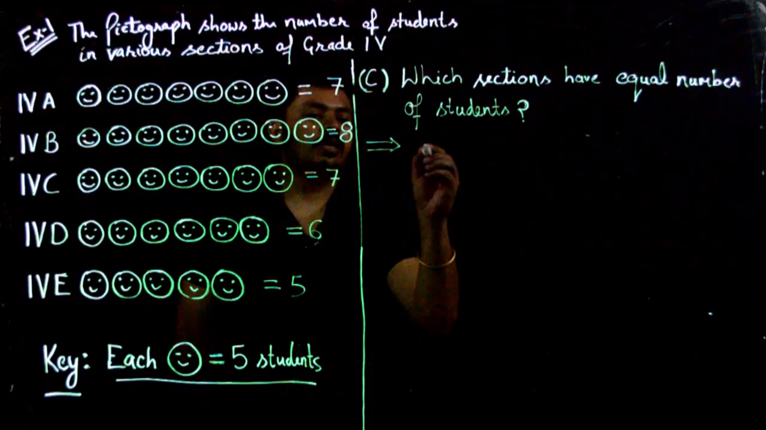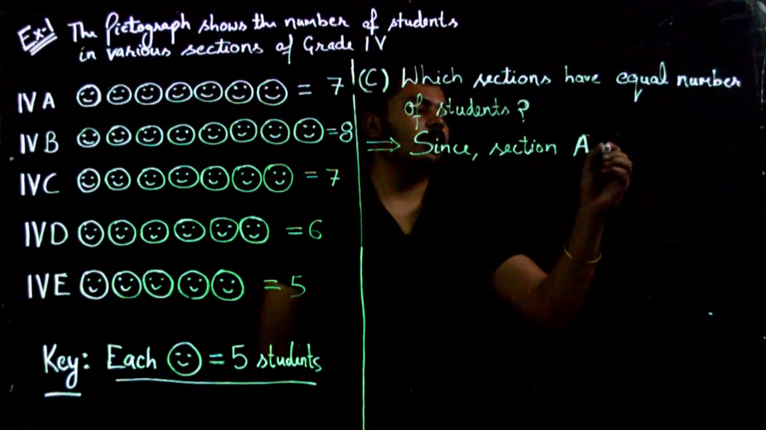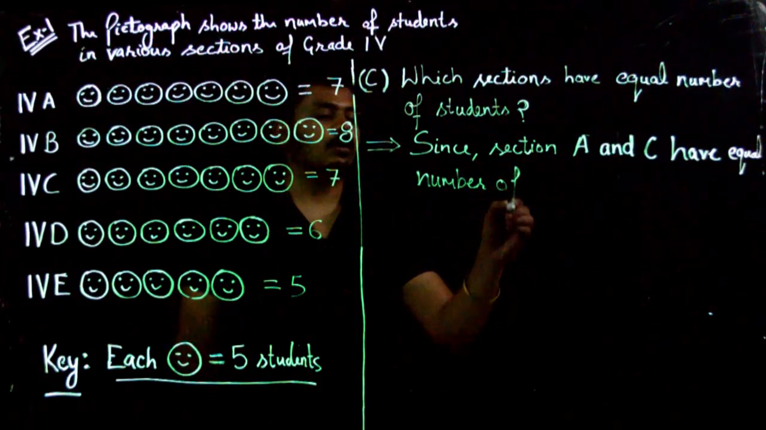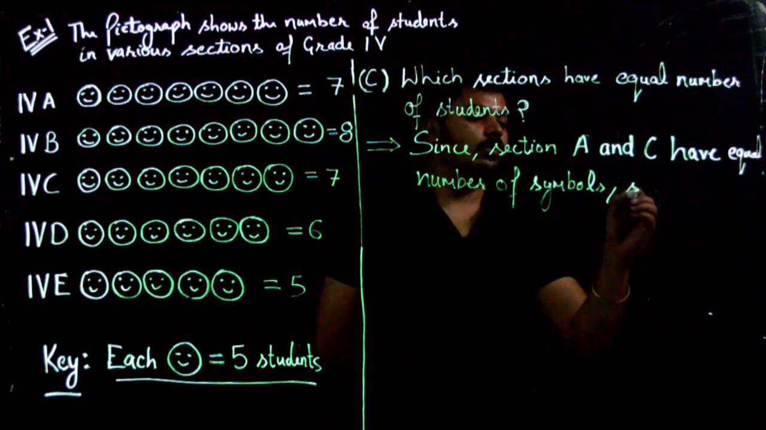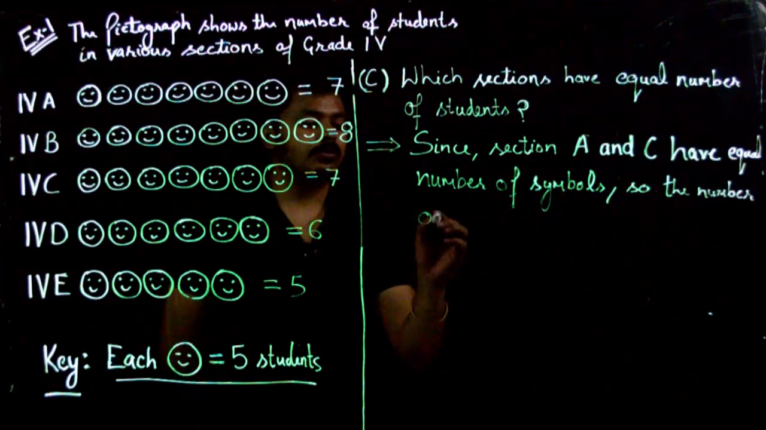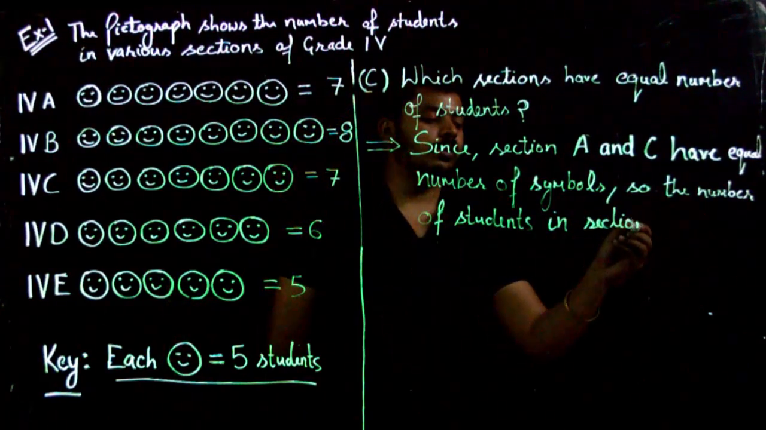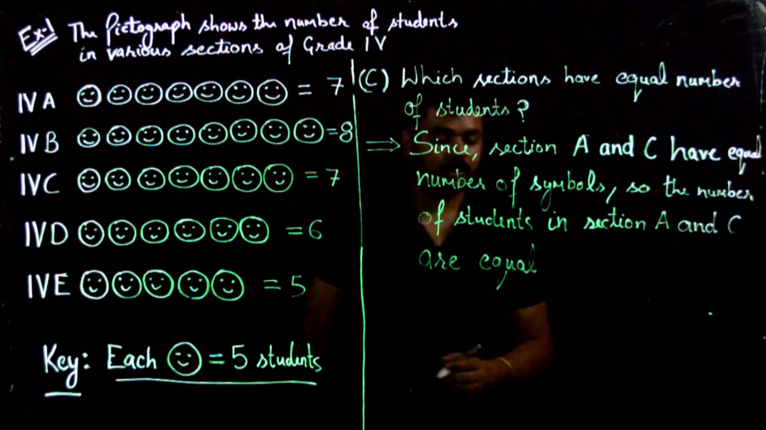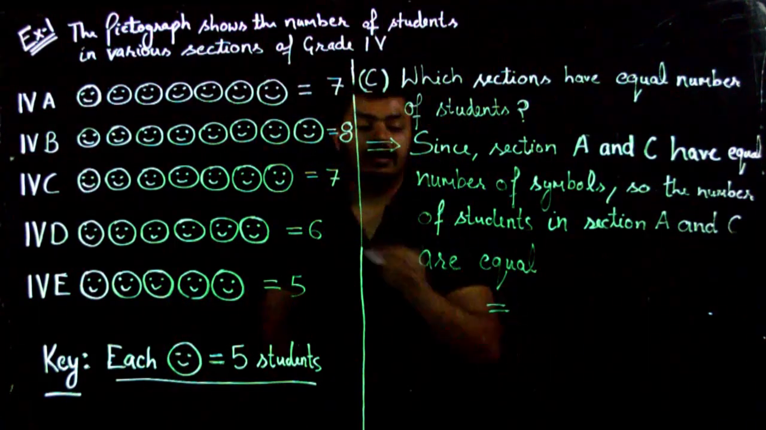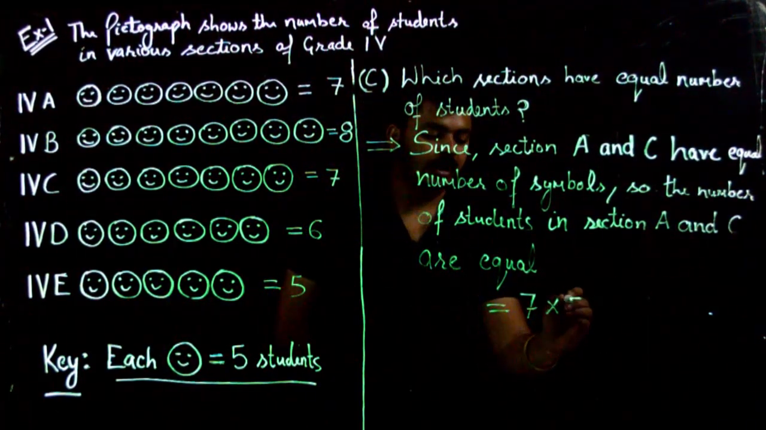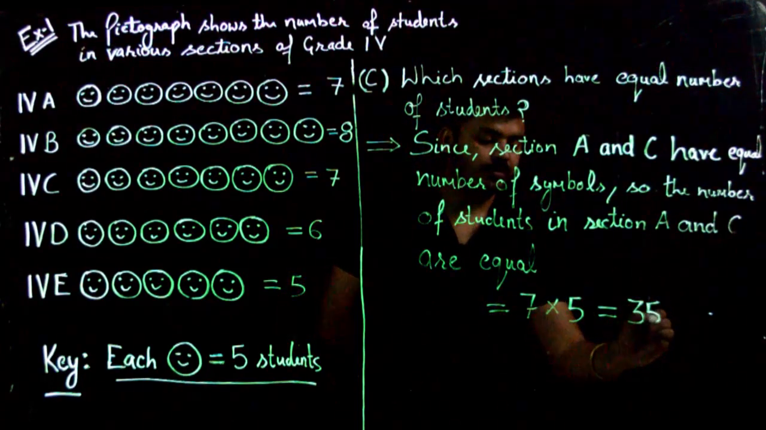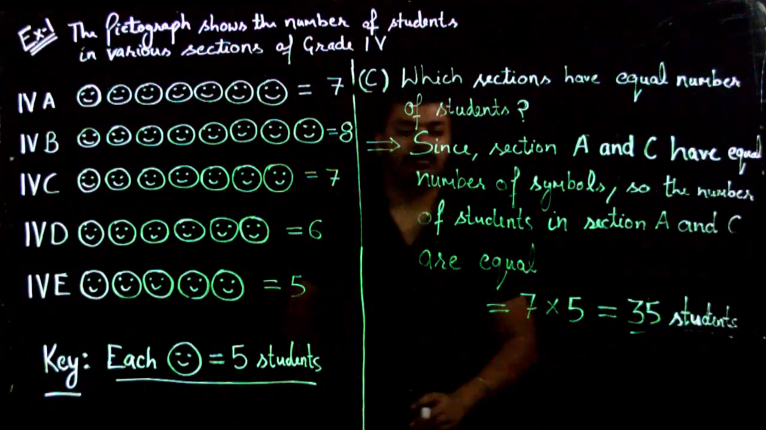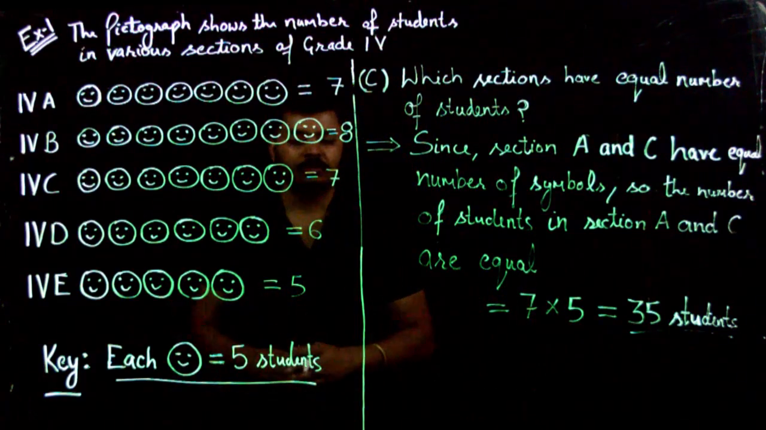So we can say, since section A and C have equal number of symbols, the number of students in section A and C are equal. That is, the number of students are 7 multiplied by 5, 35 students in each section. So section A and section C have equal number of students.